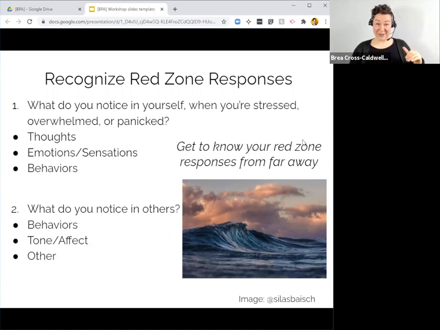Okay, and then the second question, we want to also think about, what do you notice in other people around you when they are dysregulated? So you can practice this and you can talk about this with anyone in your life, but it may be consumers in general. It may be your kids or your partner or your best friend or your parents, someone that you spend a lot of time with. Think about, what do I notice in them when they're starting to get dysregulated? What are their behaviors? How does their tone or their affect change? What other things do you notice?